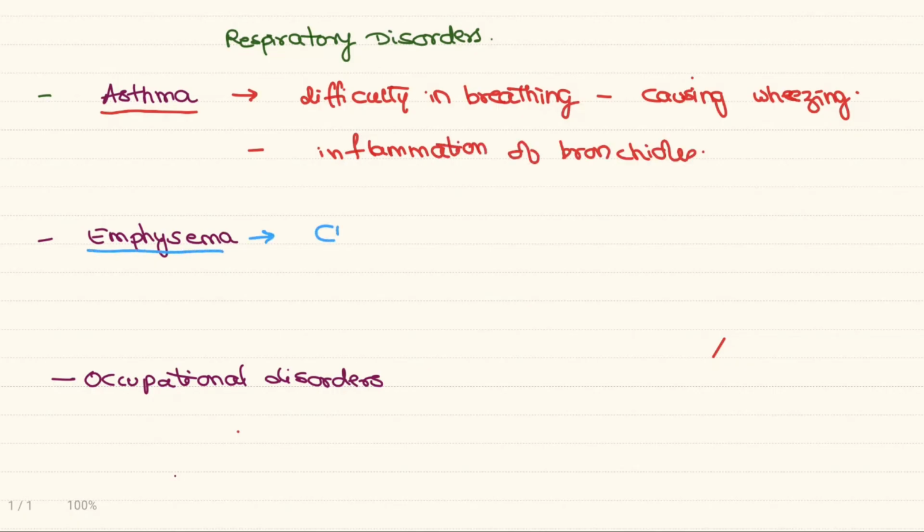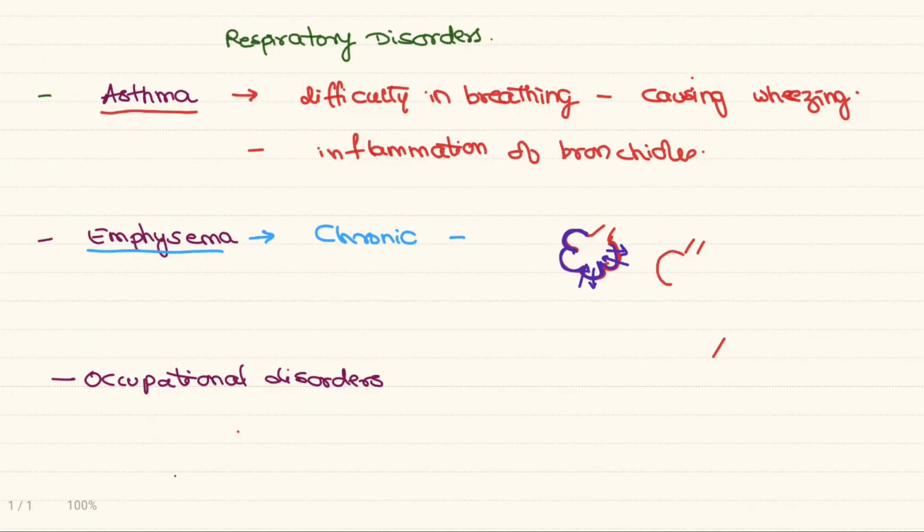The second disorder is emphysema. Emphysema is a chronic disorder. That is, this disorder is caused because of damage over so many years. Let's understand emphysema like this. See, these are the normal alveoli. And this purplish part is the surface area of the alveoli which helps in the exchange of the gases, that is O2 and CO2. During emphysema, the walls of the alveoli are damaged.